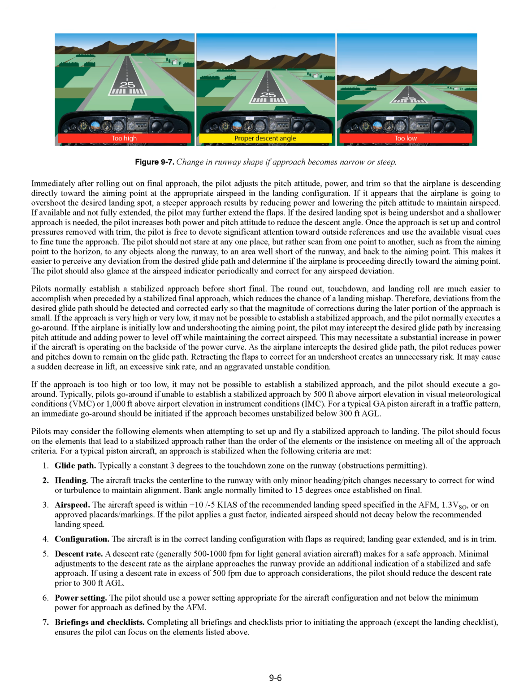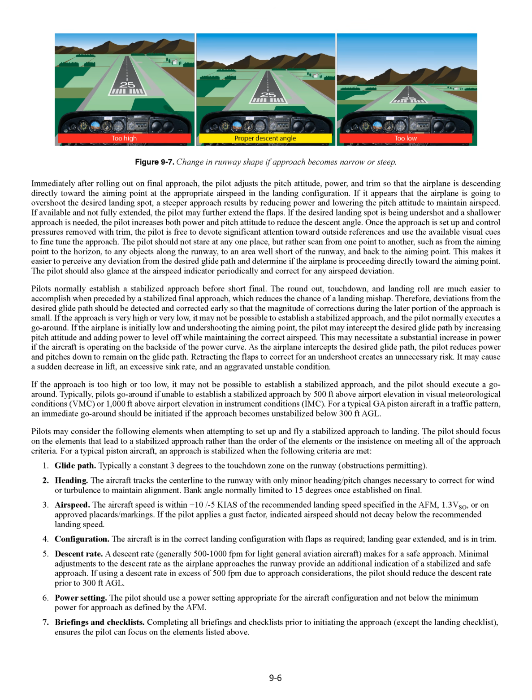Therefore, deviations from the desired glide path should be detected and corrected early so that the magnitude of corrections during the later portion of the approach is small. If the approach is very high or very low, it may not be possible to establish a stabilized approach, and the pilot normally executes a go-around.